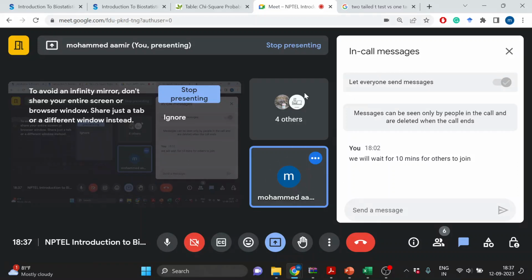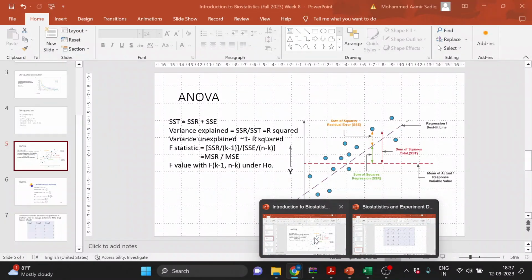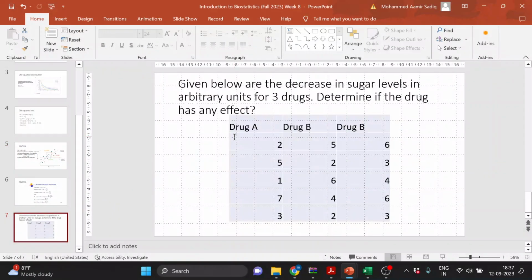Hello. Any questions till now? What ANOVA is? No, sir. Let's do an example, okay, ANOVA. Suppose you are given a data set, okay?